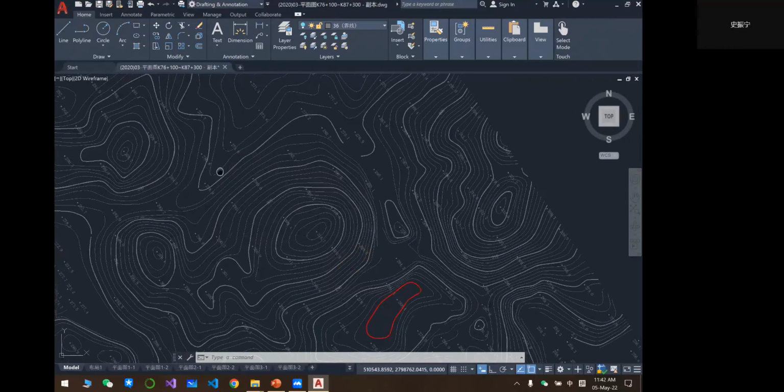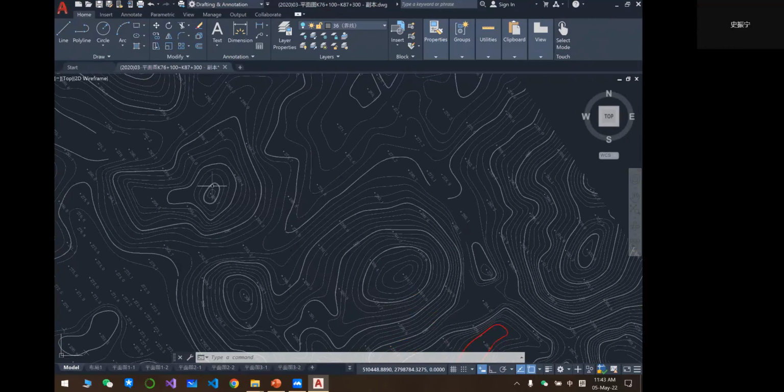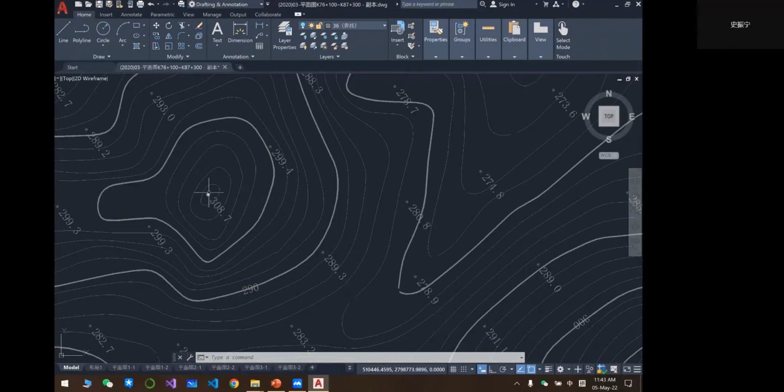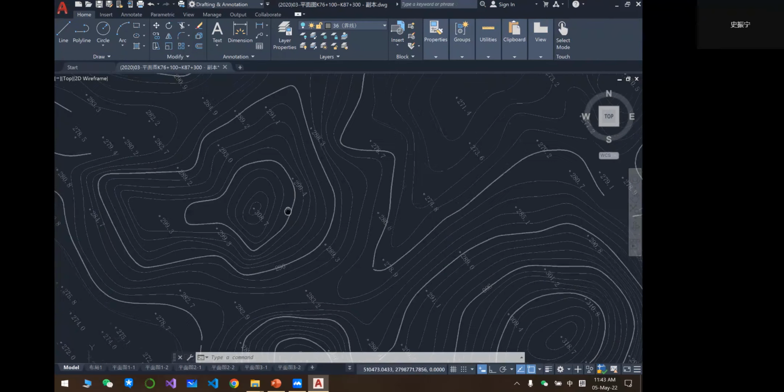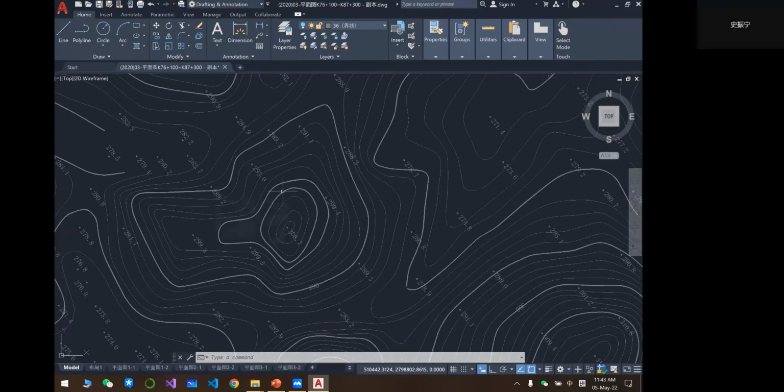At first you can see for this one, who can tell me what is it? It is a valley. This part? Mountain. Yeah, it's a mountain. Of course, it's a mountain. It's a top. This point is the top of the mountain.